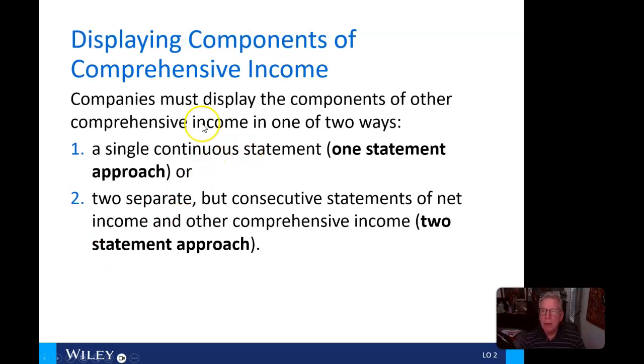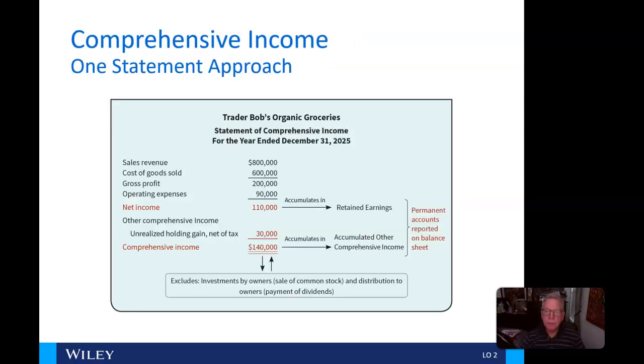So comprehensive income. Companies must display components of other comprehensive income in two ways: a single continuous statement, the one-statement approach, which most companies do, or you can elect two separate but consecutive statements of net income and other comprehensive income, the two-statement approach. All right, here's what the one-statement approach looks like.